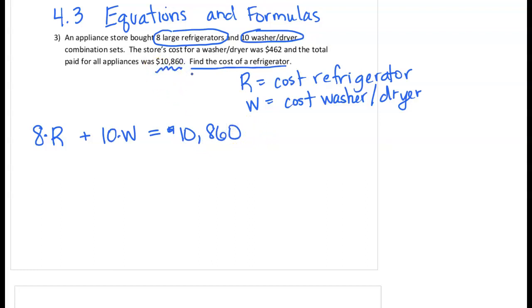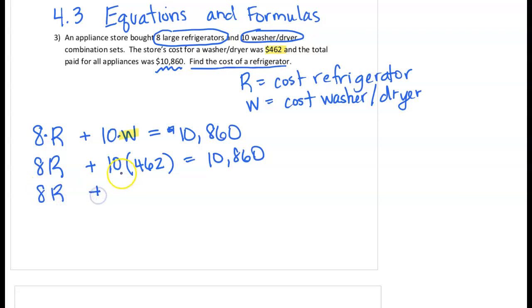Okay. Now there is one other piece of information that we haven't used yet, and that's the second sentence where it says the washer dryer is $462. So let's put that right here for the cost of the washer dryer. So I'm going to keep the 8R plus keep the 10, and instead of W, I'm going to use 462 equals 10,860. Now let's start to simplify. Keep the 8R plus multiplying 10 times 462, we get 4,620 equals 10,860.